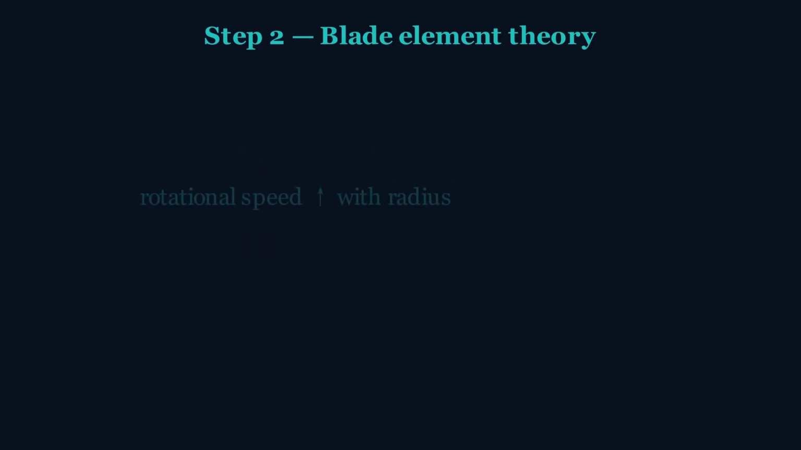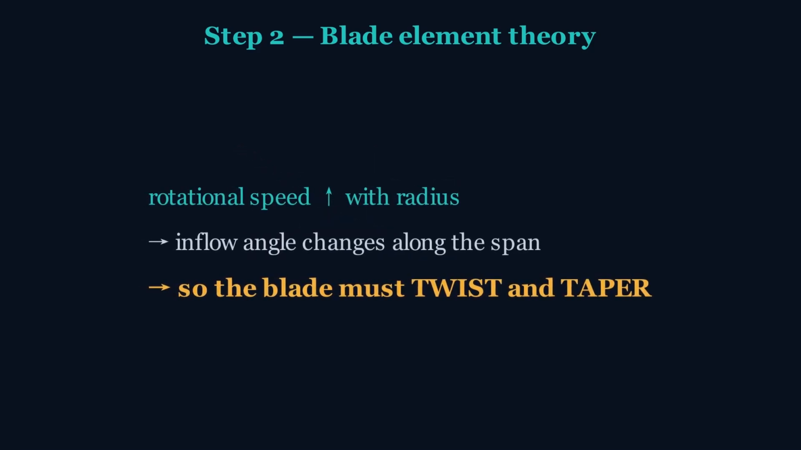Here's the key insight. The rotational speed grows the further out you go along the blade. So the relative wind arrives at a different angle at every radius. To keep each slice biting the wind at its best angle, the blade has to twist and taper from root to tip. That's why it's shaped the way it is.